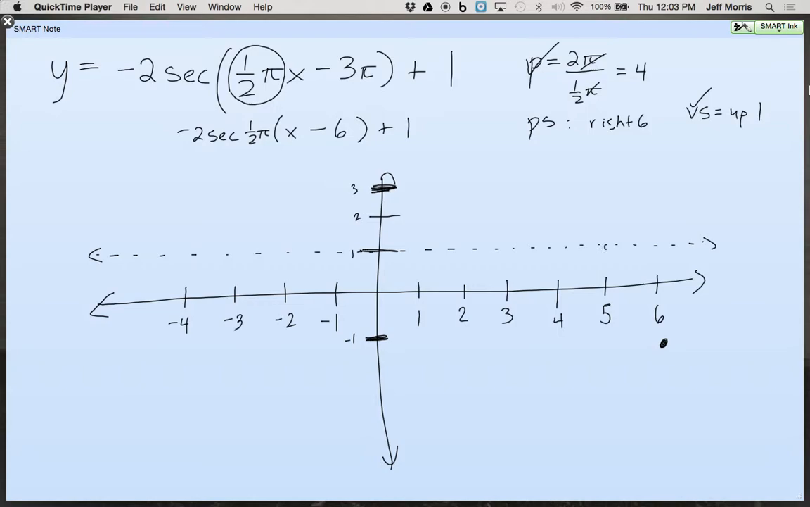Down 2, middle, up 2, middle, down 2, middle, up 2, middle, down 2, middle, up 2. I don't know if I need all this in there, but I'm going to get at least 2 periods. I want 2 periods for sure. You can give me more than 2 periods if you want.